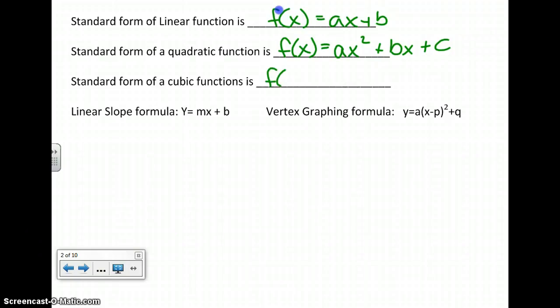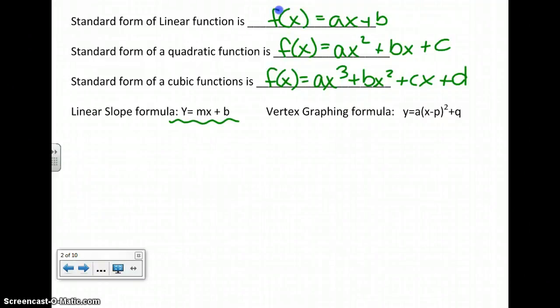Cubic, what is our degree? ax cubed plus bx squared plus cx plus d, where now d is our constant. So these just keep getting longer, but it repeats a pattern. If you had a function to the power of 4, it would just have one more term on it. These are also some really important ones. Linear formula, y equals mx plus b, and vertex graphing form for a quadratic, a times x minus p squared plus q. Those are from pre-calc 20, I believe.